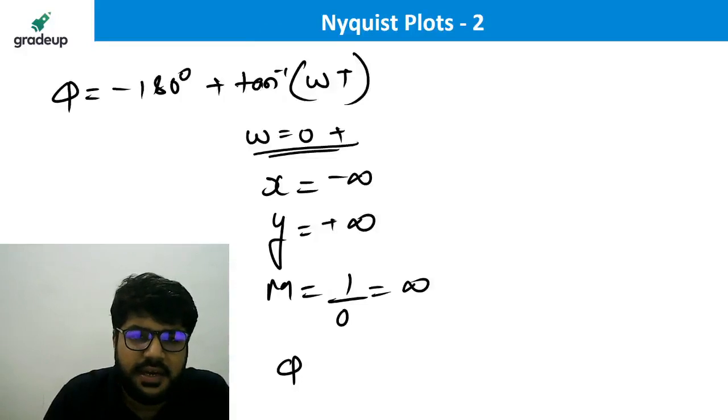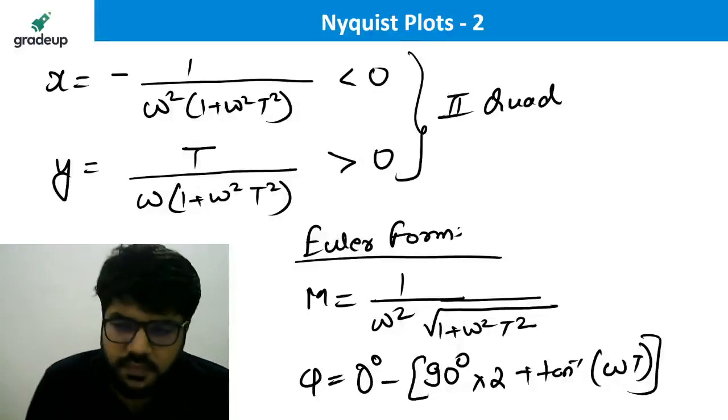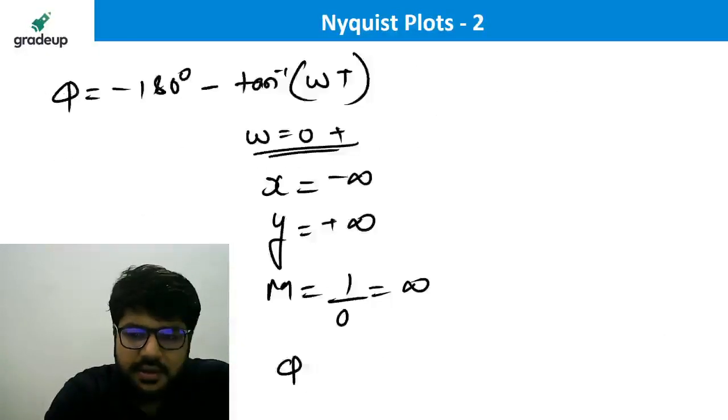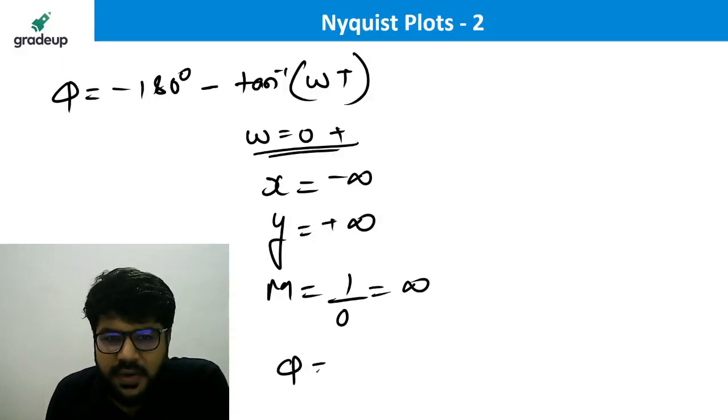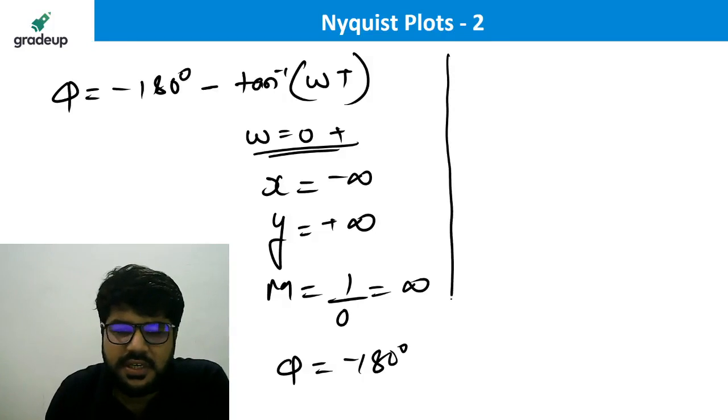Phase is equal to, yeah, that is minus, correct. I've made that minus. It is a denominator term, so it will remain minus. And phase is equal to minus 180 degree minus tan inverse 0. Tan inverse 0 is just 0.